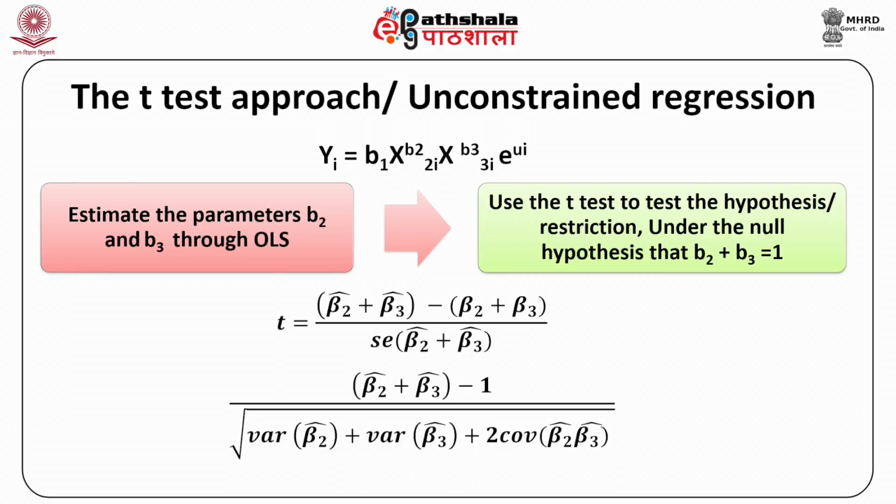Under the null hypothesis that beta 2 plus beta 3 is equal to 1, the t variate is t is equal to beta hat 2 plus beta hat 3 minus beta 2 plus beta 3, the whole divided by standard error of beta hat 2 plus beta hat 3, which is equal to beta hat 2 plus beta hat 3 minus 1, the whole divided by under root variance beta hat 2 plus variance beta hat 3 plus 2 covariance beta hat 2 beta hat 3. If the computed t value exceeds the critical value at the chosen level of significance, reject the null hypothesis of constant returns to scale, otherwise do not reject it.